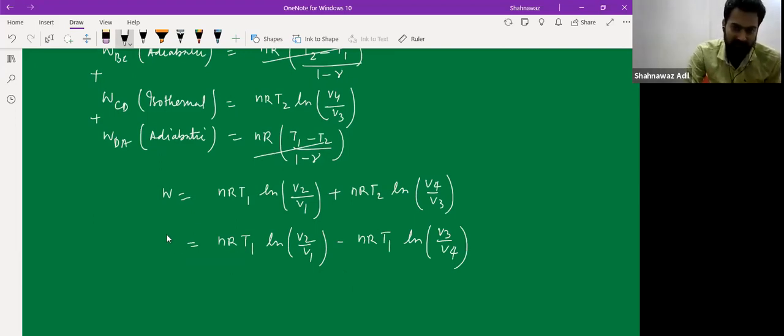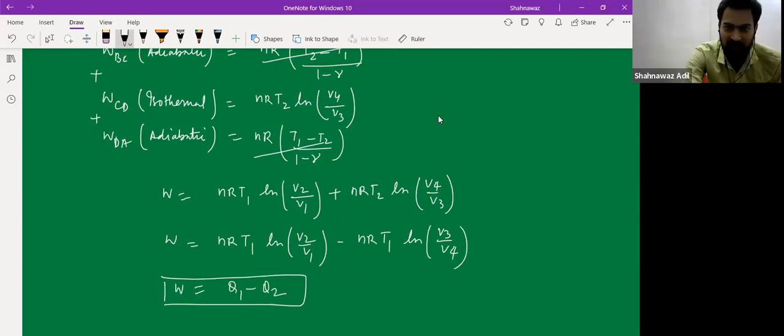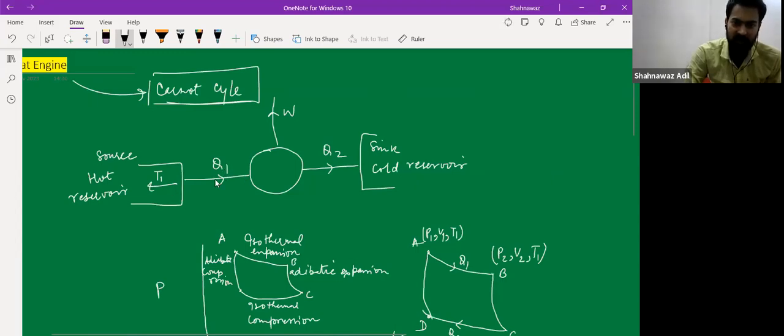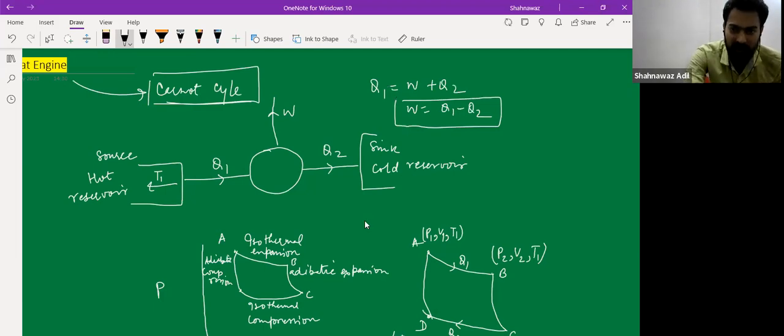So this is the work done, which is also equal to Q1 minus Q2, right? Because from energy conservation, Q1 comes in, and W goes out and Q2 goes out. So Q1 is W plus Q2. So W is Q1 minus Q2, right?